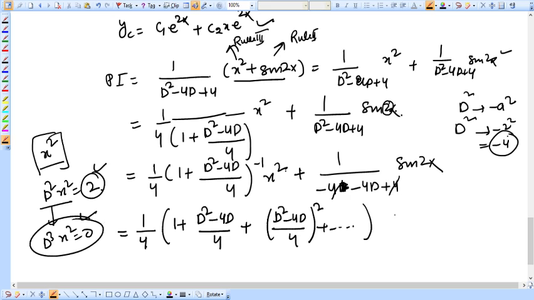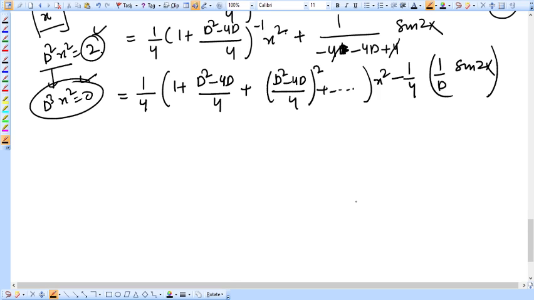So minus, here what is there? x square plus 1 over minus 4d sine 2x. So if you write this, you can write this taking minus outside, okay, and you will be left with this thing. So we know this 1 by d means integration. So in the next step we would be integrating sine 2x with respect to x.